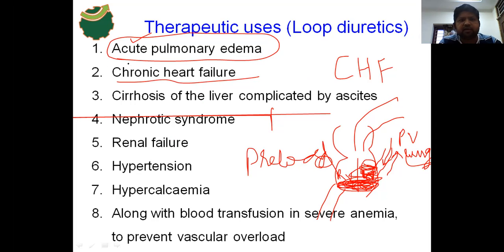So that's why it is used in chronic heart failure, and it can also be used in cirrhosis of the liver. In cirrhosis, the problem, commonly seen in alcoholics, is that the normal hepatocytes in the liver will be replaced by fibrous tissue.